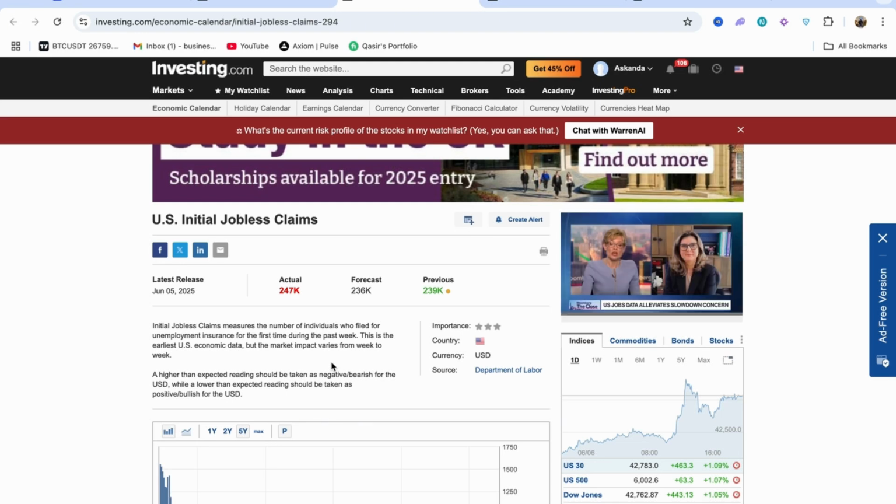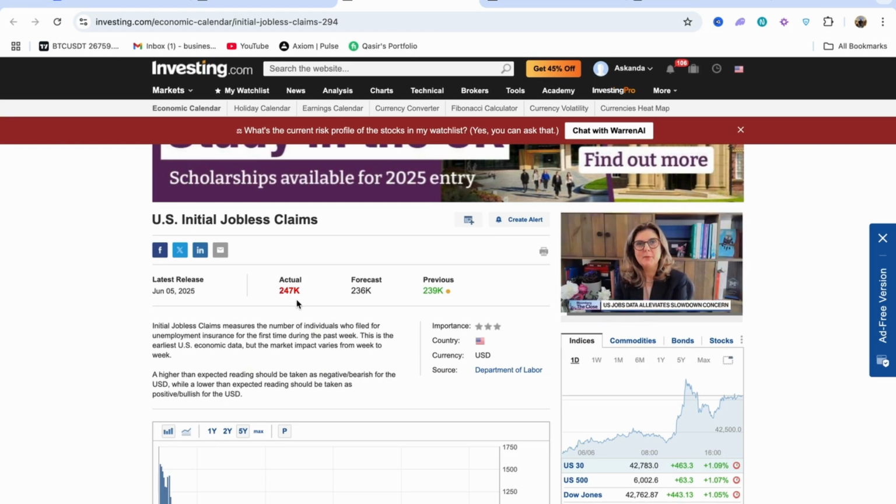So if we are going to trade, we will first check out the actual and the previous. The previous price was 239,000 and now is 247, meaning it's negative for the dollar. So if they release this news and the dollar is going down, Bitcoin will be rising. And if Bitcoin is rising, the other tokens will follow.